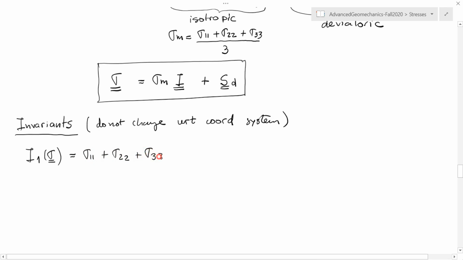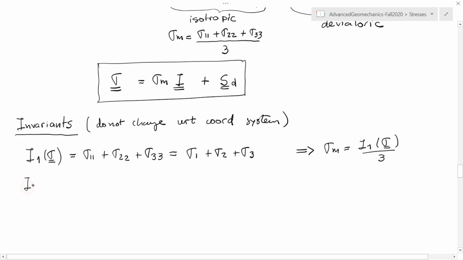And as I was telling you just a second ago, this value is not going to change no matter what coordinate system you use. So for example, if we were to use the coordinate system of the principal directions, this is just going to be the summation of the principal stresses. And if we want to use the first invariant in order to define the mean stress that we have over there before, mean stress is going to be equal to the first invariant of the stress tensor divided by 3.